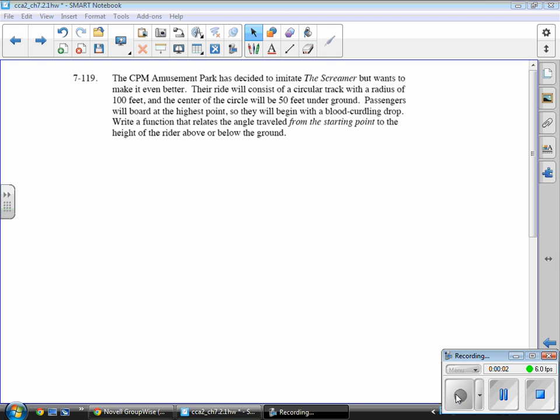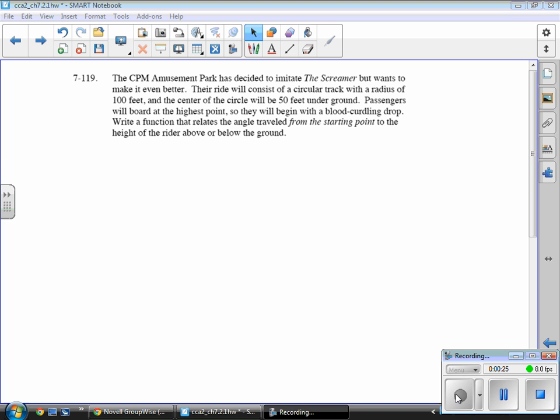This is problem 7-119 from section 7.2.1. The CPM amusement park has decided to imitate the Screamer, but wants to make it even better. Their ride will consist of a circular track with a radius of 100 feet, and the center of the circle will be 50 feet underground. Passengers will board at the highest point, so they will begin with a blood-curdling drop.